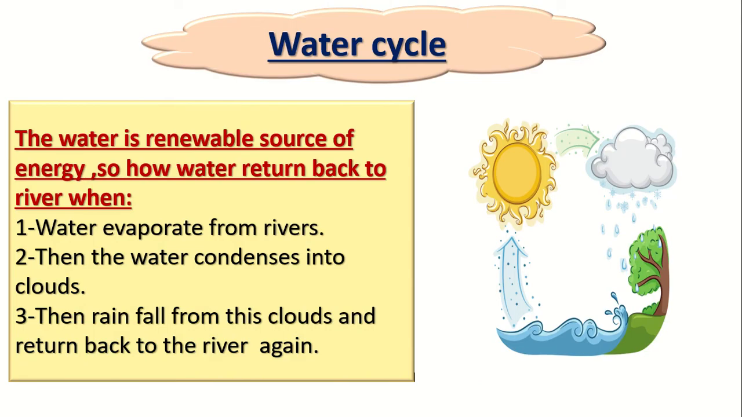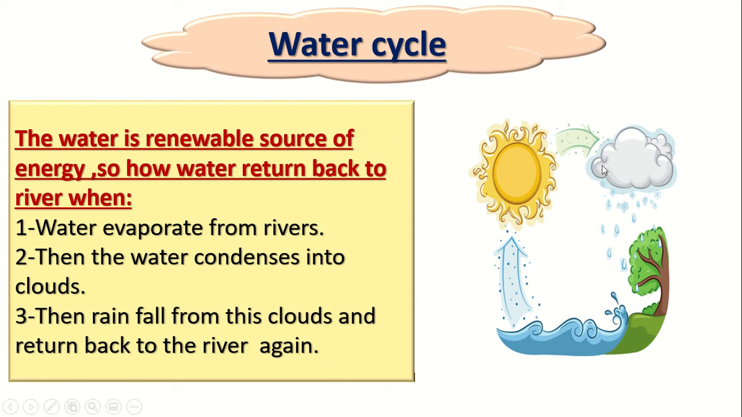And the last thing, let's talk about the water cycle. What is the water cycle? The water is moving in a cycle, and that's why the river water doesn't run out. Why? Because the water is moving in a water cycle. What is the water cycle?